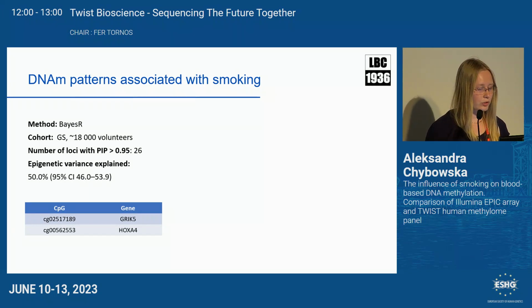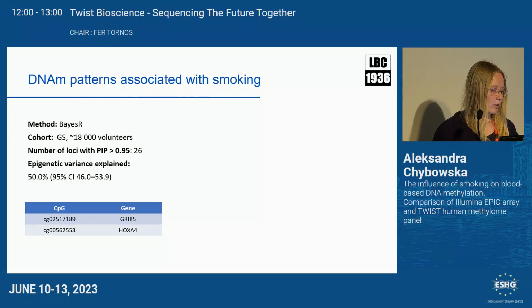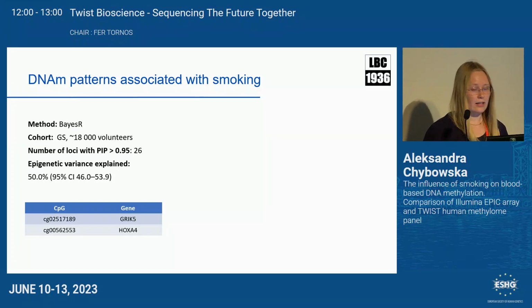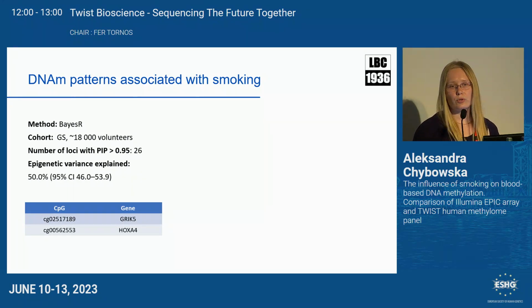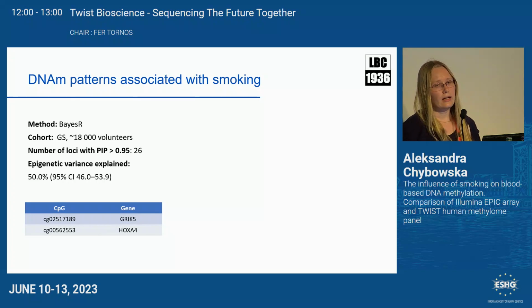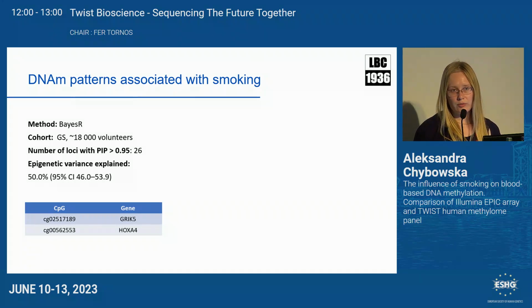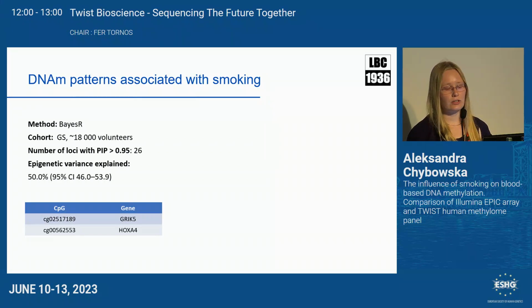So the first CpG site that we discovered was annotated to gene GRIK5. That gene encodes a receptor for glutamate, which is an important neurotransmitter in our central nervous system. And we know that glutamate also plays a role in developing addiction. The second CpG was annotated to a gene called HOXA4, and that gene normally is expressed during embryonic development. However, it can also be abnormally expressed in cancer, and here specifically in lung cancer.